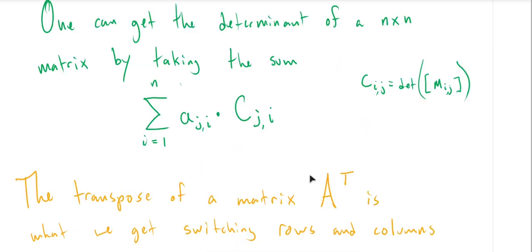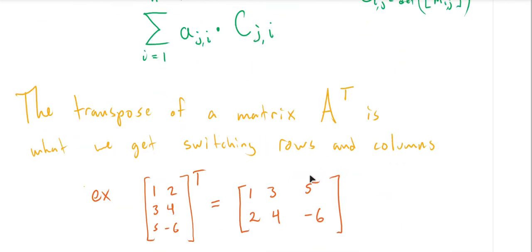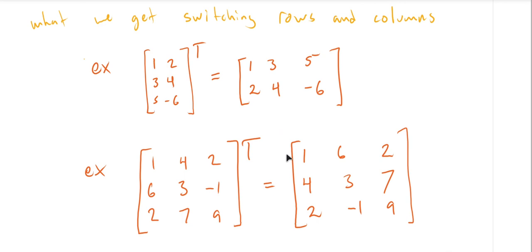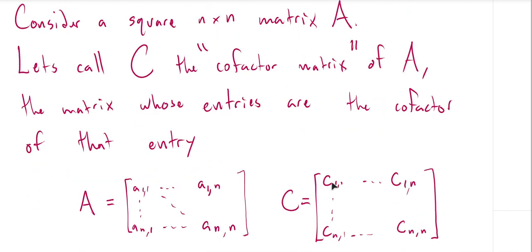To get the formula for the inverse of a matrix, we're going to need to talk about the transpose of one. The transpose is just what you get when you switch the rows and columns of a matrix. For a square matrix, that's going to look like flipping around the diagonal. So holding the diagonal entry fixed and then flipping those entries, like here 6 goes to 4 and 4 goes to 6, that are the off-diagonal entries. Now, if we have a square matrix, an n by n matrix, we can make a cofactor matrix by putting the cofactors in for each entry.